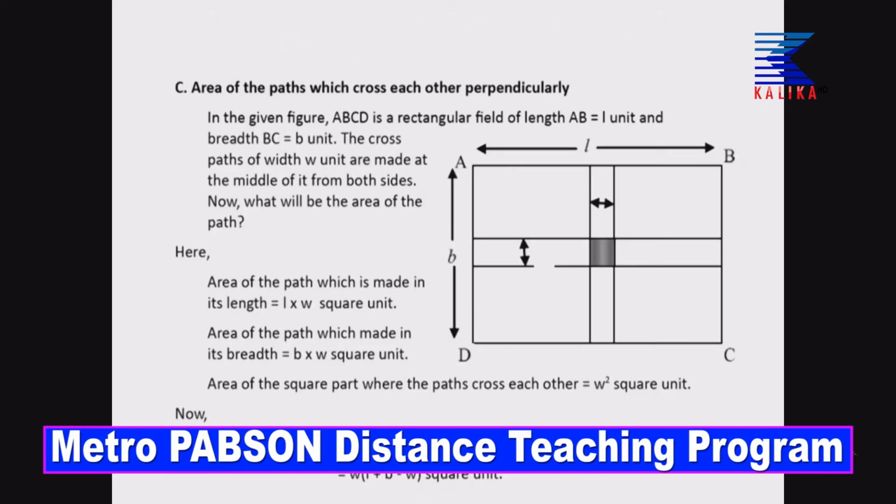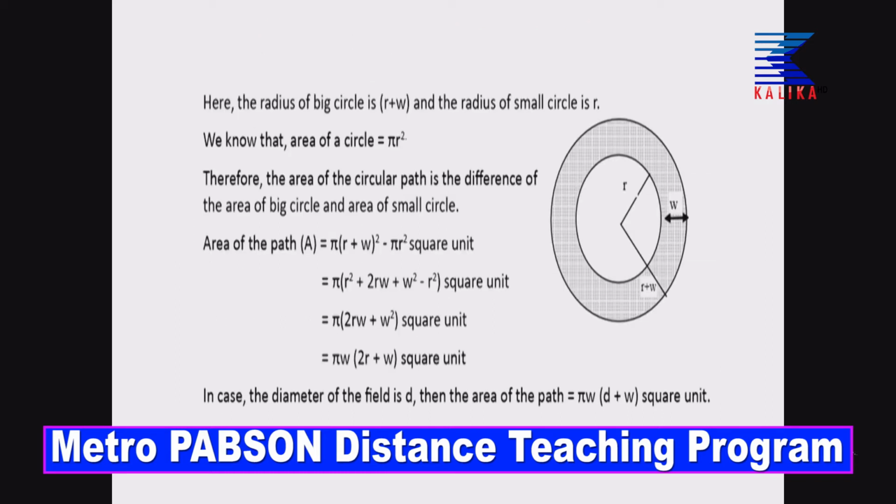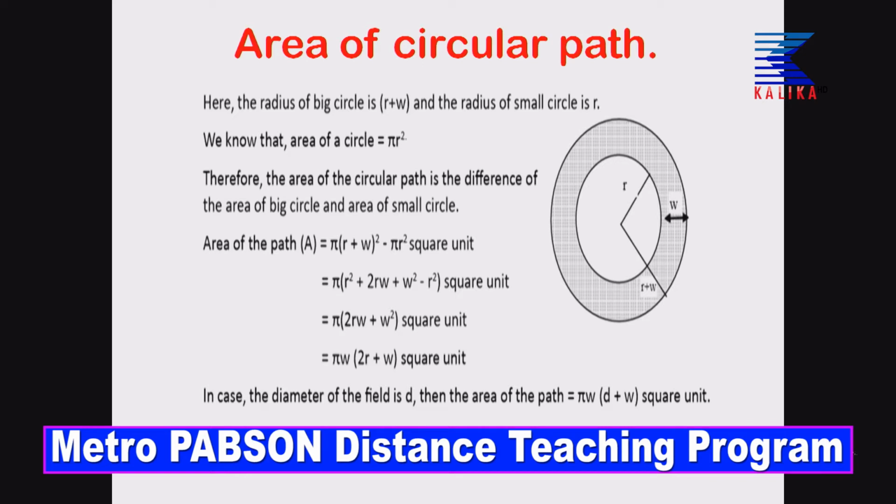And you also discussed area of cross path, where they intersect perpendicularly in the middle of a rectangular path, as you have seen. And the formula to calculate area of cross path is W(L + B - W) square unit. So, dear students, today we start area of circular path. Now, pay your attention to the board please. Let me start this today. Area of circular path.